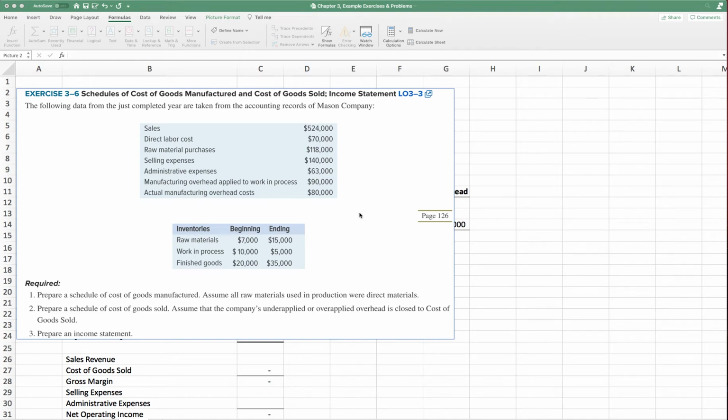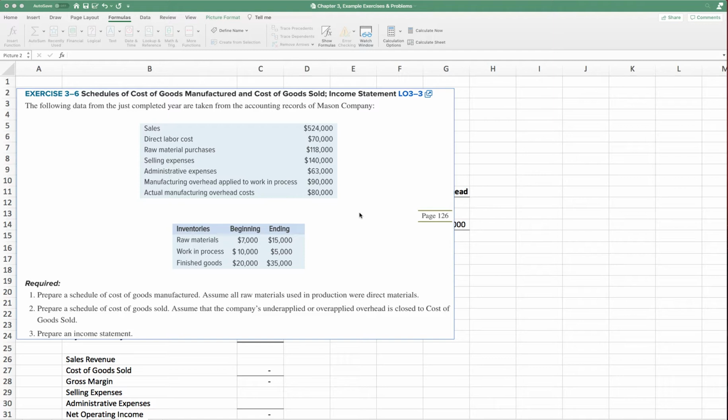All right, folks, I'd like to go over another schedule of cost of goods manufactured, cost of goods sold, income statement problem with you. Remember that these schedules are dealing with the flow of costs. They are the financial statement representation of T accounts. And they are also dealing with these inventory accounts, the physical flow of these goods.